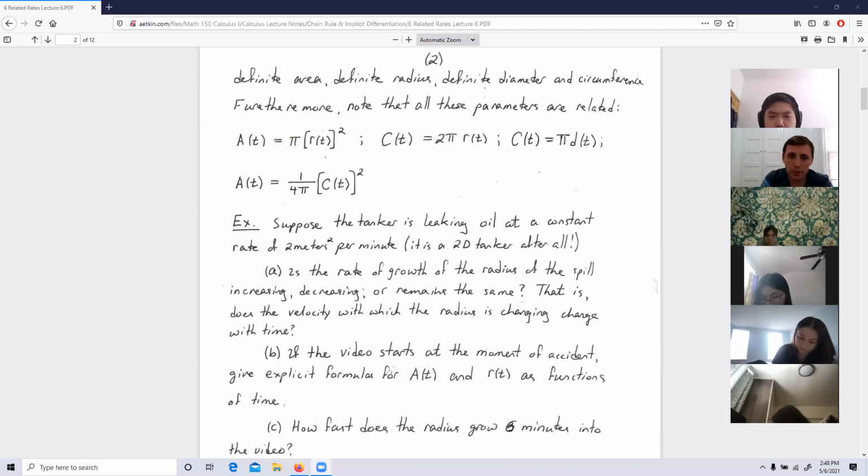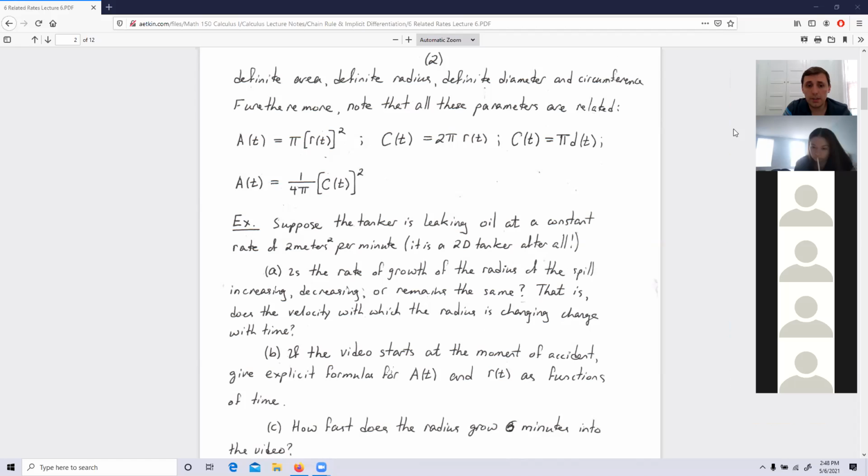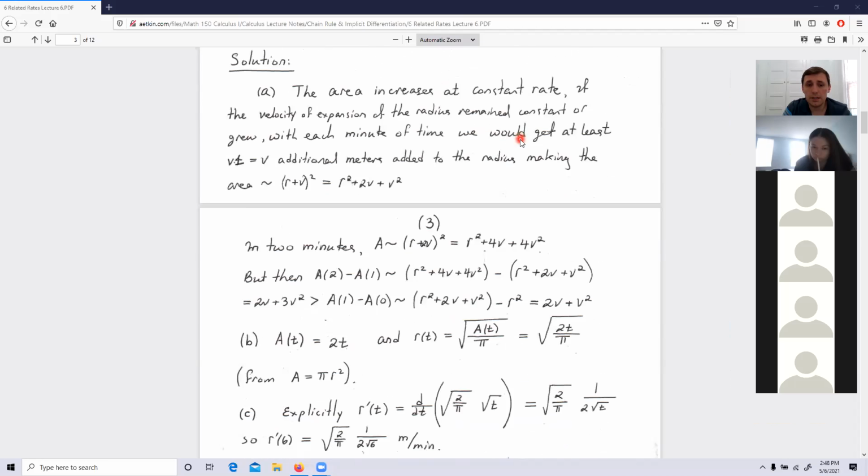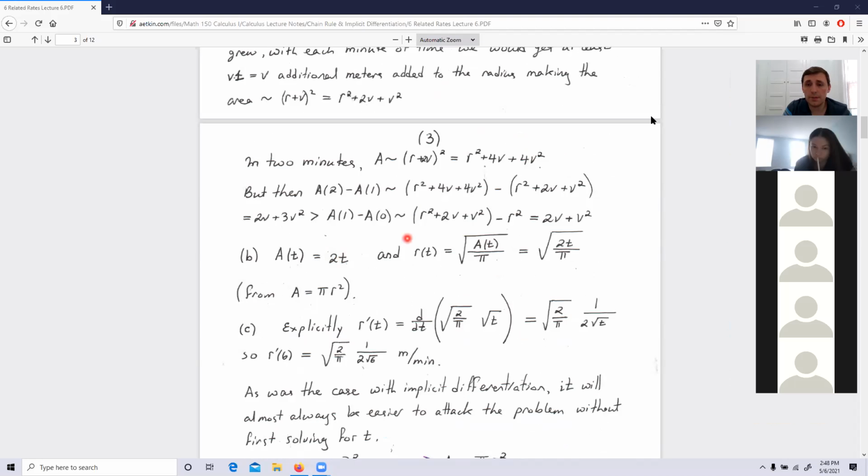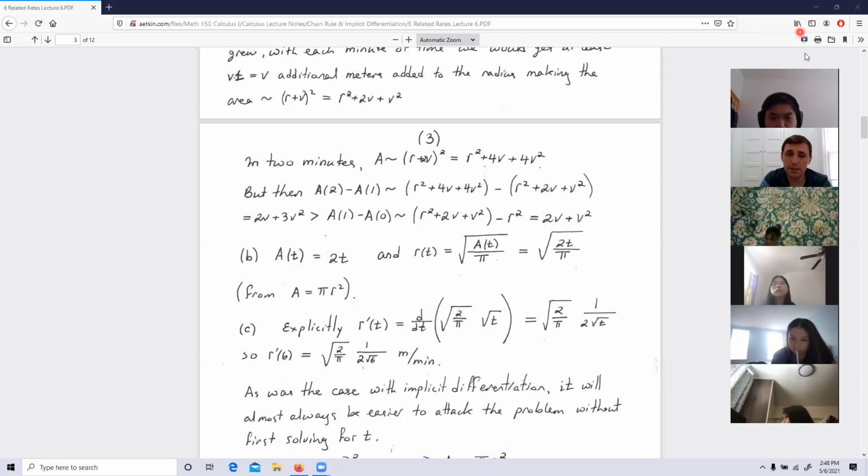Very good, Humira. Wonderful. Area is 2 times t. And thank you, Christiana. So the radius at time t, right? Here is the calculation, guys. Area is 2 times t. Do you understand why? As simple as that.